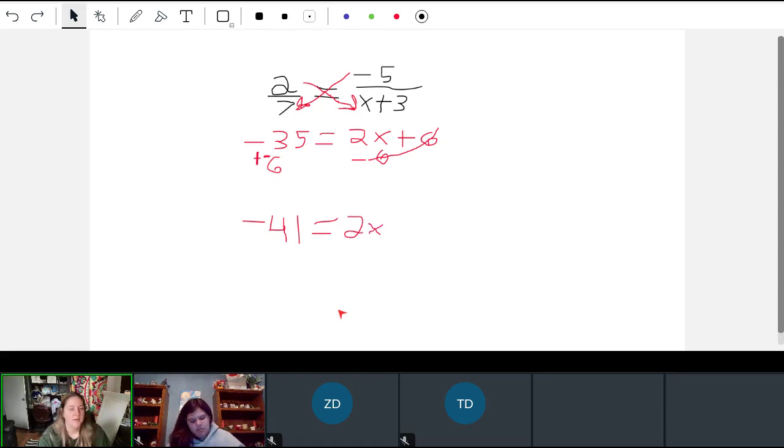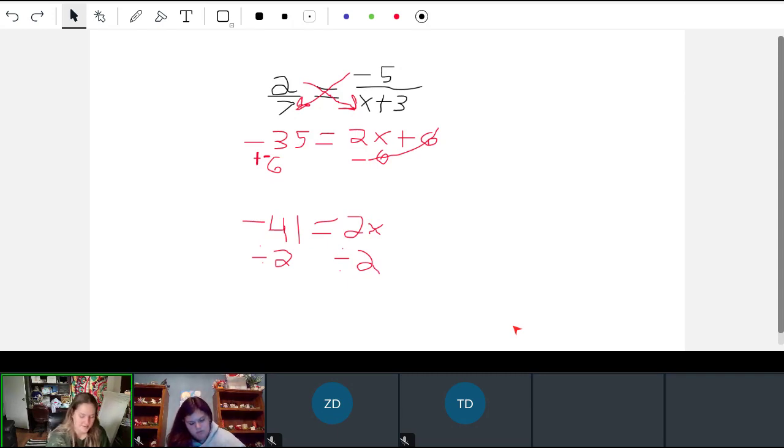Okay, so last part. The last thing we've got to do is get this 2 off of the x, right? Right now it's being multiplied by x because it's stuck right next to it. So we do the opposite, which is division. So we need to divide both sides by 2. Good. Very good.